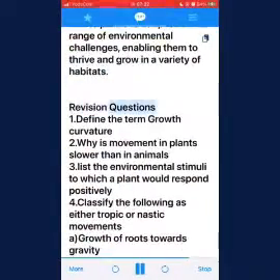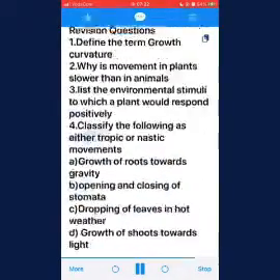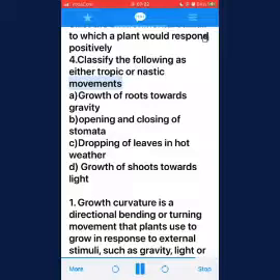Revision questions. 1. Define the term growth curvature. 2. Why is movement in plants slower than in animals? 3. List the environmental stimuli to which a plant would respond positively. 4. Classify the following as either tropic or nastic movements. A. Growth of roots towards gravity. B. Opening and closing of stomata. C. Dropping of leaves in hot weather. D. Growth of shoots towards light.